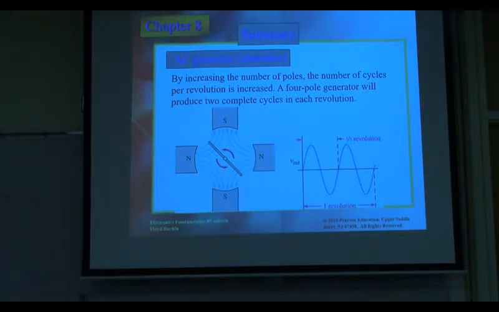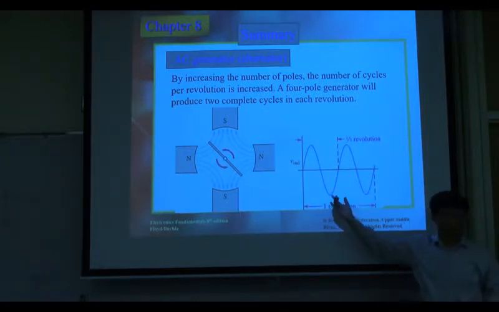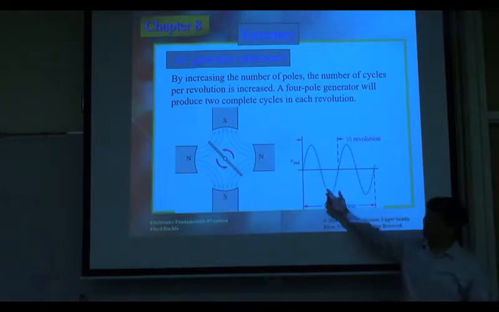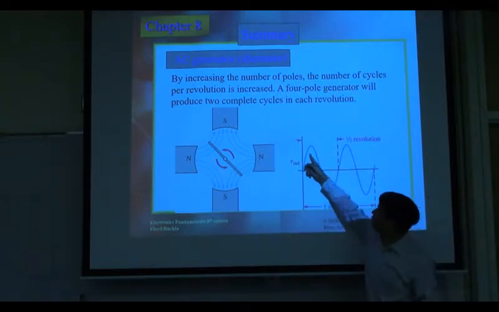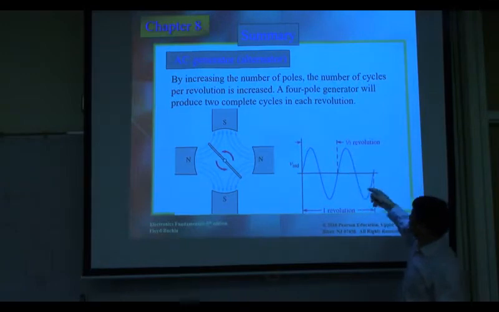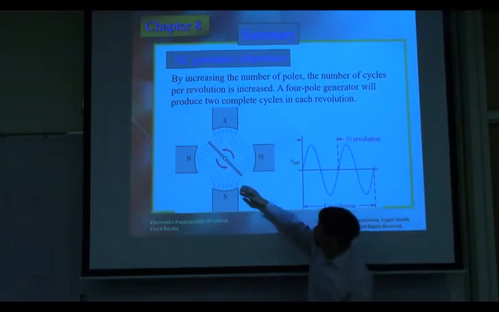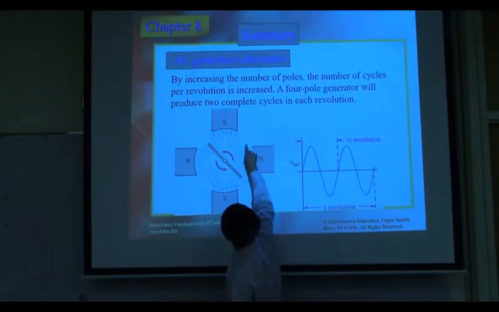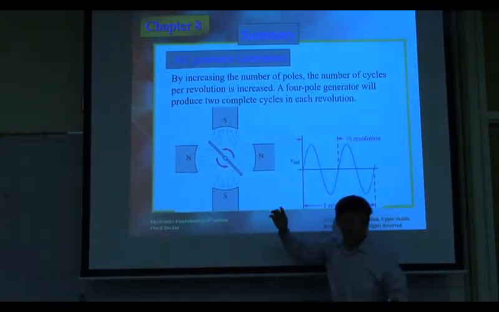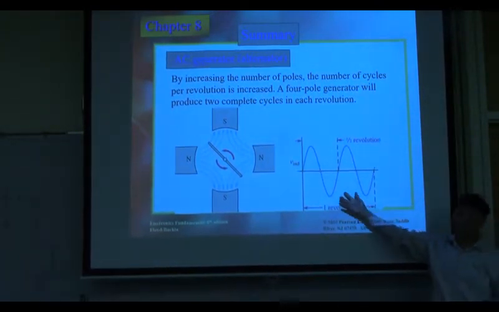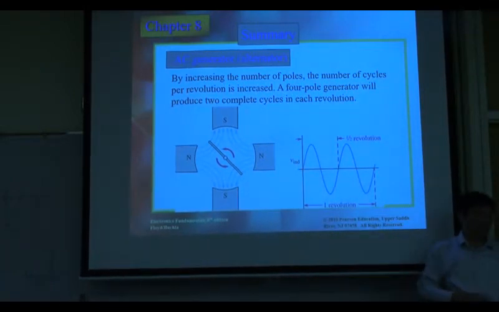In each revolution, which means in each complete turn, look at the waveform on the right. How many cycles do we have? We have 2 complete cycles, right? One is here, another one is here. This is only one revolution. That means you turn this from this way, then you turn all the way back to here. So only one complete revolution gives us 2 complete cycles.